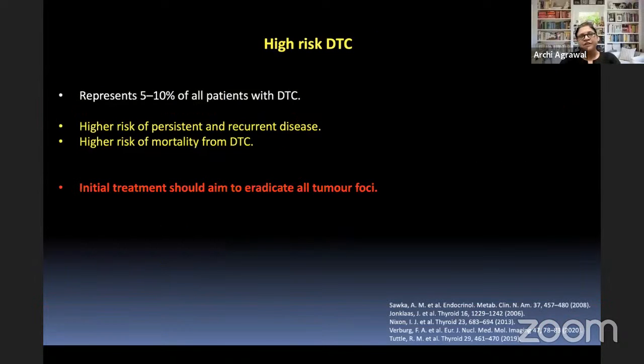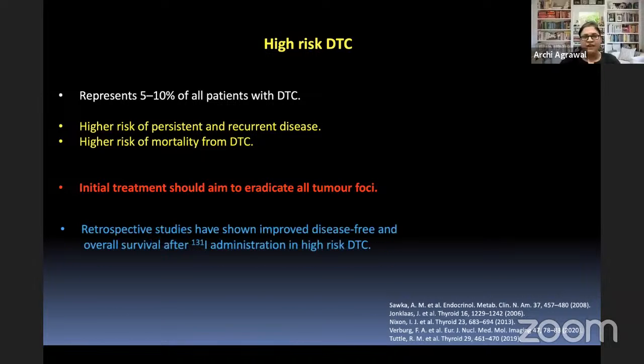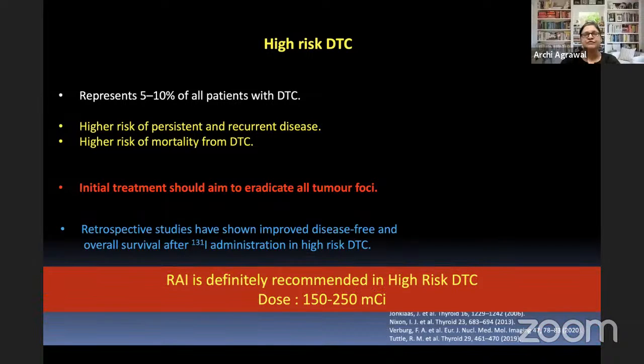High-risk patients represent 5 to 10% of all patients of DTCs. They have higher risk of persistent and recurrent disease and higher risk of mortality from DTC. The initial treatment should always aim to eradicate all tumor foci. And retrospective studies have shown improved disease-free and overall survival after I-131 administration in DTC patients. So RAI is definitely recommended in high-risk DTC, and the dose would range anywhere from 150 to 250 millicuries.